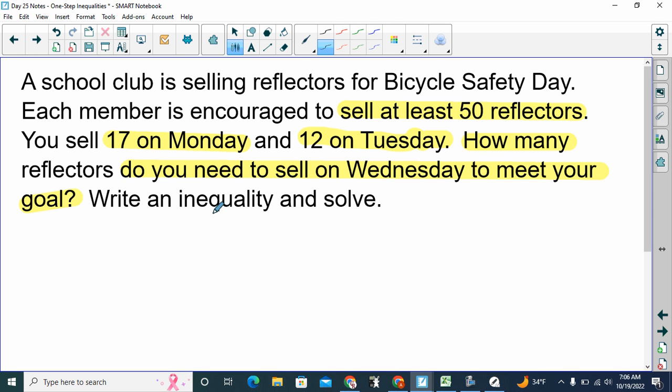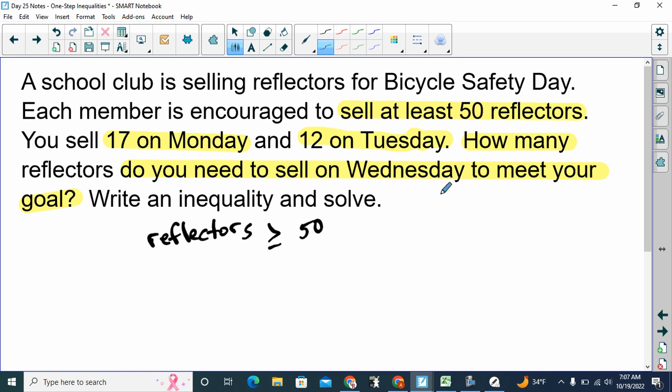So we need to sell at least 50 reflectors. So the number of reflectors that I sell needs to be at least 50. So 51 would be okay, 52, 53. The number of reflectors I need to sell needs to be bigger than 50. At least 50 includes 50. It'd be okay to sell 50. The number of reflectors you sell needs to be greater than or equal to 50.